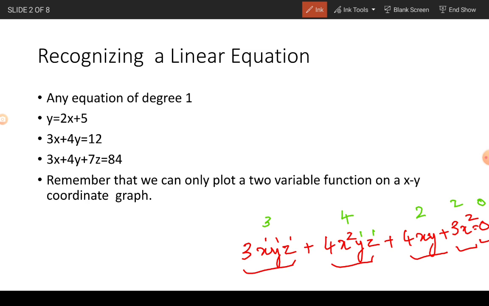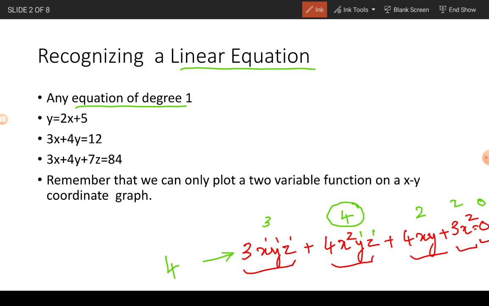Now, the degree of this entire equation will be determined by the highest number that we see here. So, this particular equation that I have given as an example is an equation of degree 4. Okay, and I am saying that any equation of degree 1 is called a linear equation. So you may have a linear equation in one unknown variable, 2 variables, or more than 2 variables.